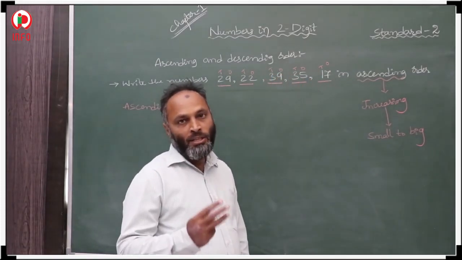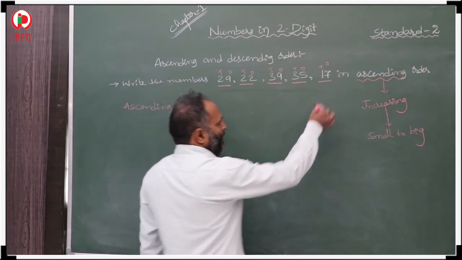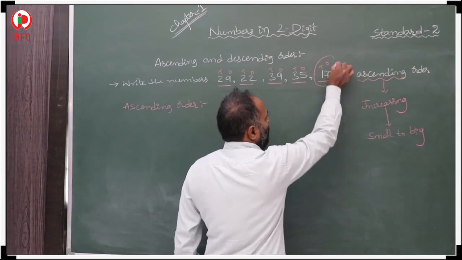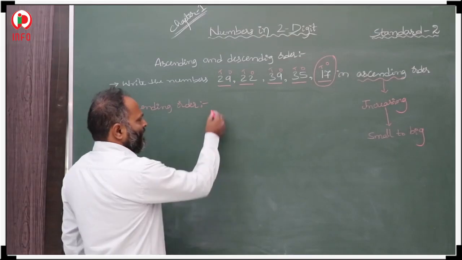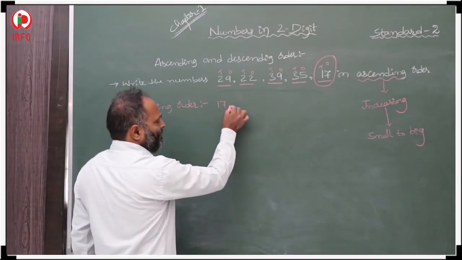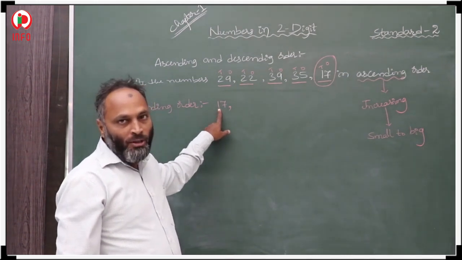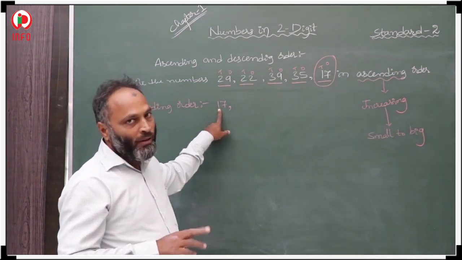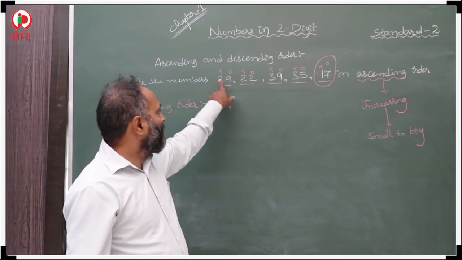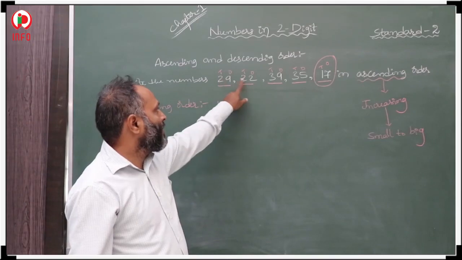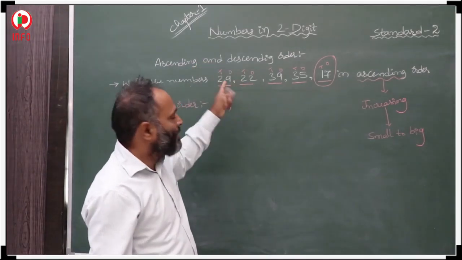Among 2, 2, 3, 3, 1, 1 is a very small value. First we have to take the very small value, that is 17. In the tens digit we have 1, that is the smallest, and after 1, 2 is the next smallest. We have two 2's in the tens digit.